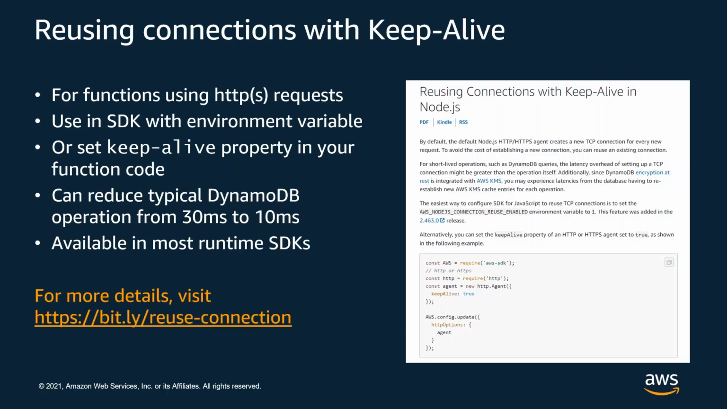Now, many HTTP or HTTPS agents create a new TCP connection for every new request. To avoid the cost of establishing a new connection, you can reuse an existing connection. You can use the SDKs with an environment variable to specify to reuse a connection, or you can set the keep alive property in your function code. This is a useful little trick, and for example, it can reduce a typical DynamoDB operation from 30 milliseconds to 10 milliseconds.